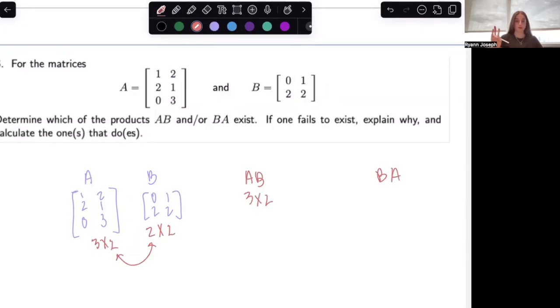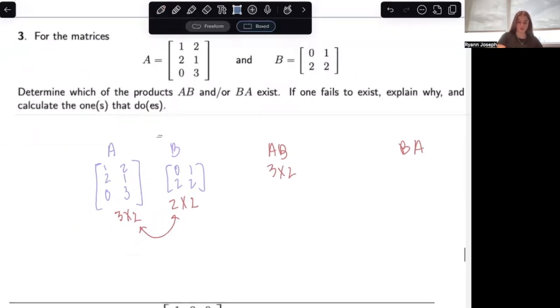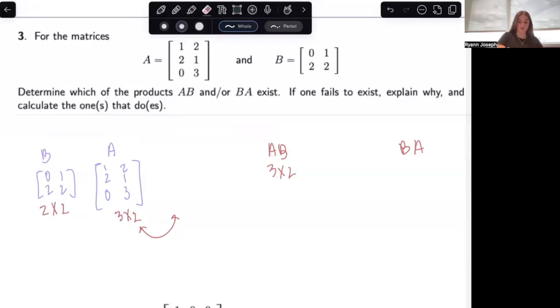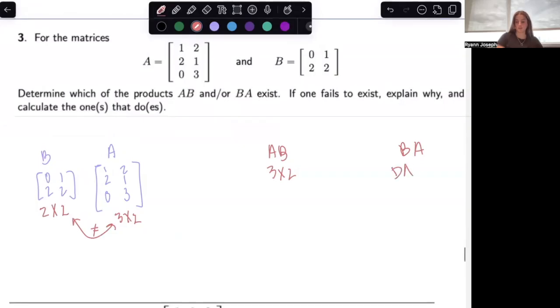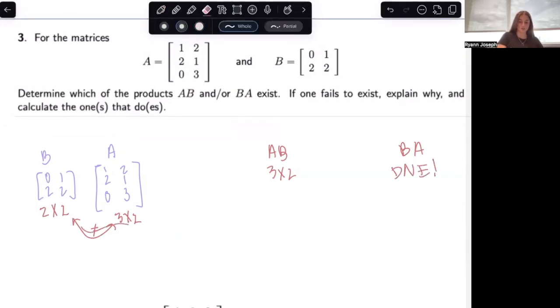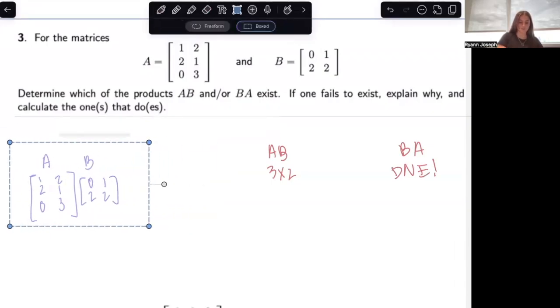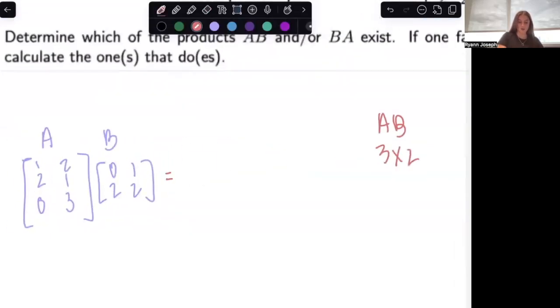BA, however, if we flip it, putting B on the left-hand side, so we're multiplying by A on the left, these numbers do not match. So BA does not exist. I want us to compute it again. Why not do one more matrix multiplication? We're going to compute AB because that is the one that does exist. Again, we know that it's going to be a 3 by 2.